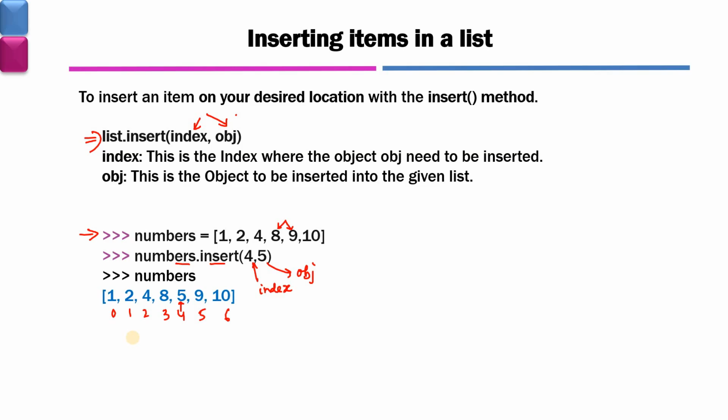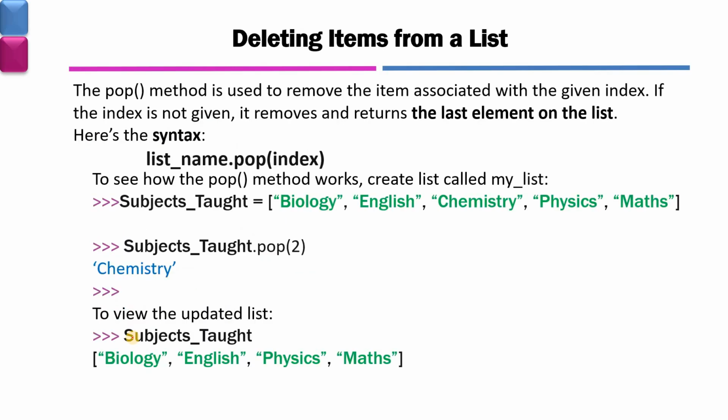Next comes how to delete items from the list. It's very simple. Just make use of a function called the pop method. So if you write list name dot pop index, like subjects dot pop 2, it means you delete the item at index 2, then it will be biology, English, chemistry, whichever is at that index, and it will be popped out. So you can see the list also. In this way you can make use of the pop method.